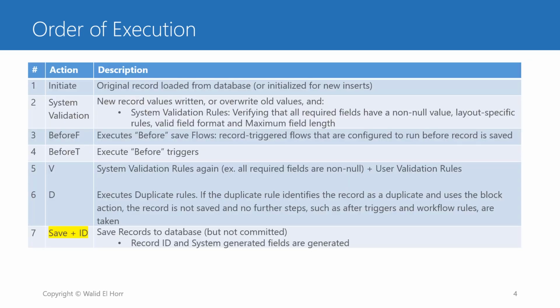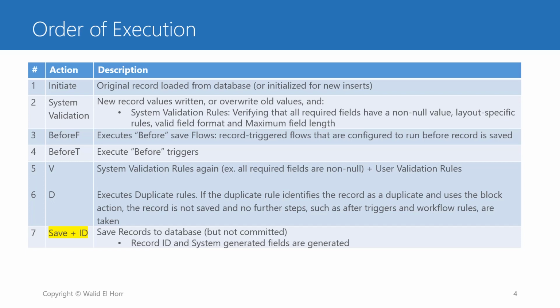Step 1 is initiating the record. This means loading the original record from the database if you are editing a record, or initializing a new record from the database if it is an insert. So you have to keep in mind that this is all happening after you click on the Save button. So step 1 is the first step that takes place after the Save button.